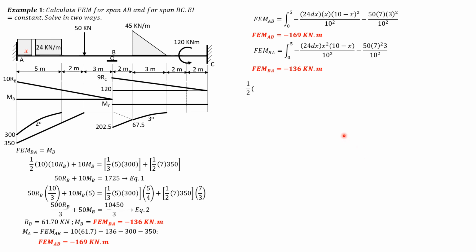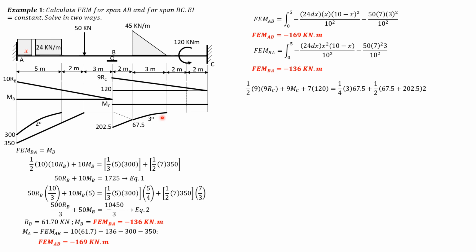Then for BC, EI theta BC is, or area above equals area below. So we have 1/2 of 9 times 9 RC plus M sub C times 9, then plus 120 times 7, or 7 times 120, equals, so for the area, we have a third degree curve and a trapezoid.